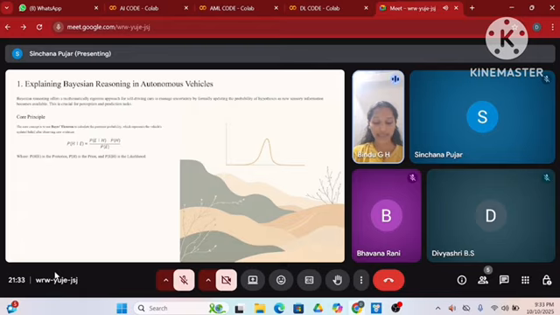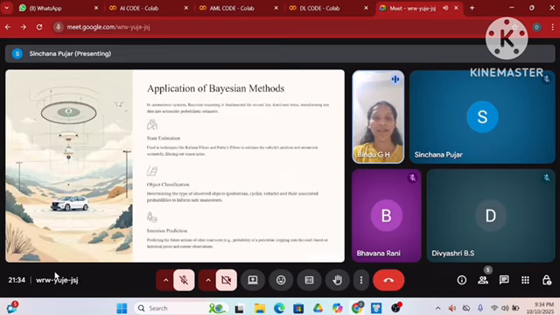In simple terms, the car starts with an initial assumption, the prior, about its environment, collects sensor data as evidence, and updates its understanding, the posterior, to make better decisions in real time. Next slide: applications of Bayesian methods. Bayesian reasoning is used in three major areas. First is state estimation. Second is object classification. Third is intention prediction.